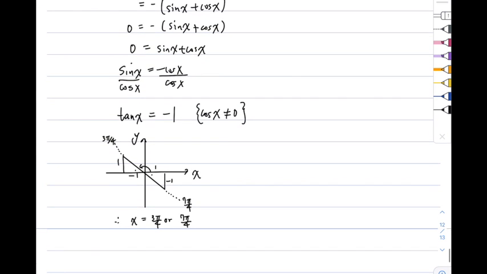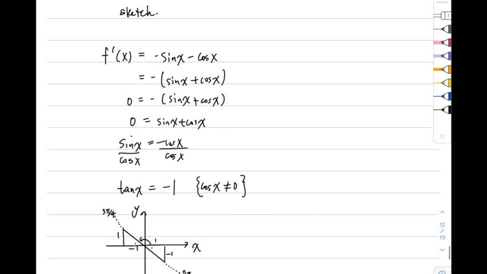Okay. And so those are my solutions. Now here you just have to be careful. The cosine of 3/4 of a pi and the cosine of 7/4 of a pi are non-zero. So both of these solutions are solutions that we keep in our solution set. Okay, next what we're going to do is find the y-coordinates.